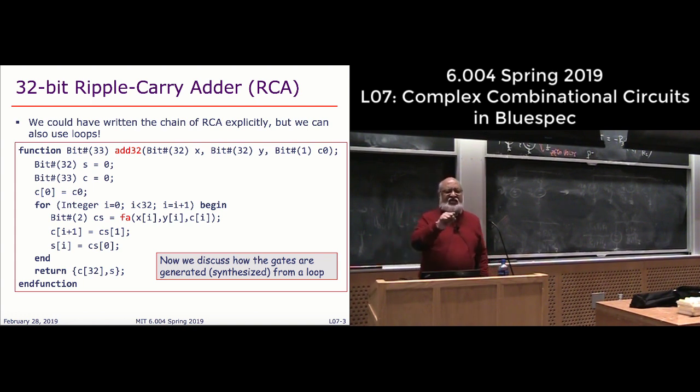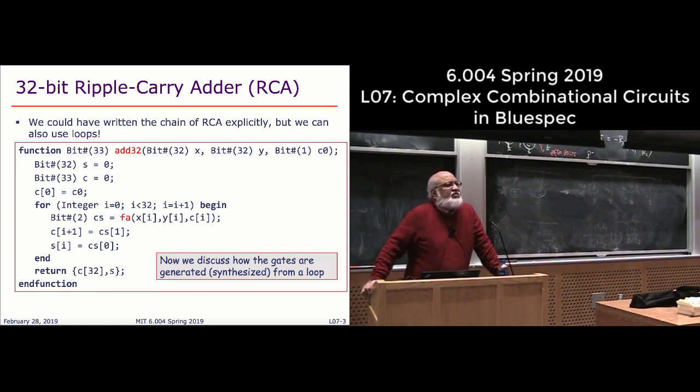Full adder had 3 inputs, an X input, a Y input, and a carry in, and it produces a sum bit and a carry bit. And this carry bit will be used in the next stage, and that's what this recurrence relation is about here.